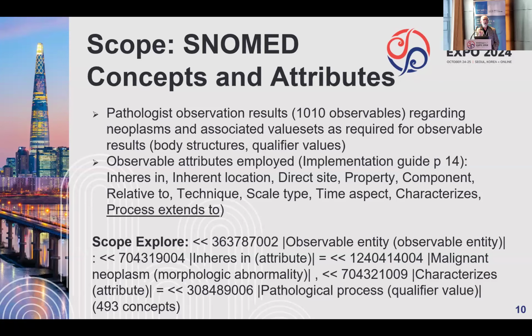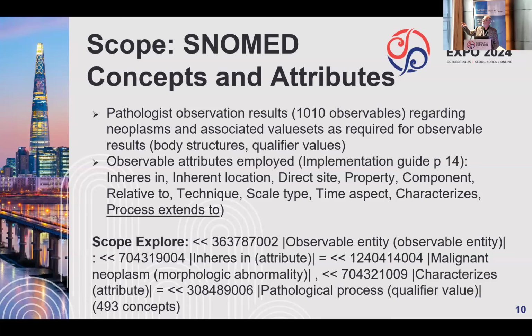But something that he didn't refer to is the characterizes attribute, which is involved when we're describing a process rather than a component that is a physical thing in the system. And process extends to, which is used for identifying metastatic cancer sites, is new. So those are basically new features.